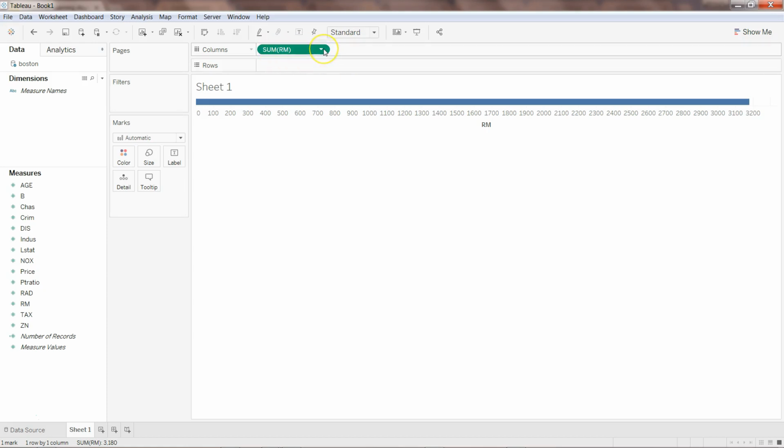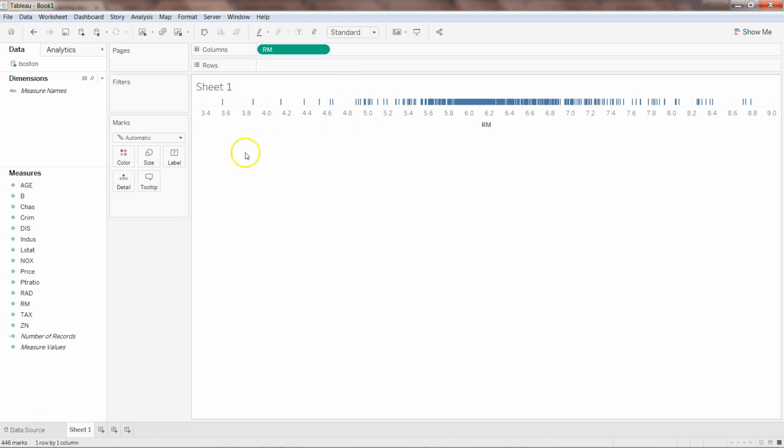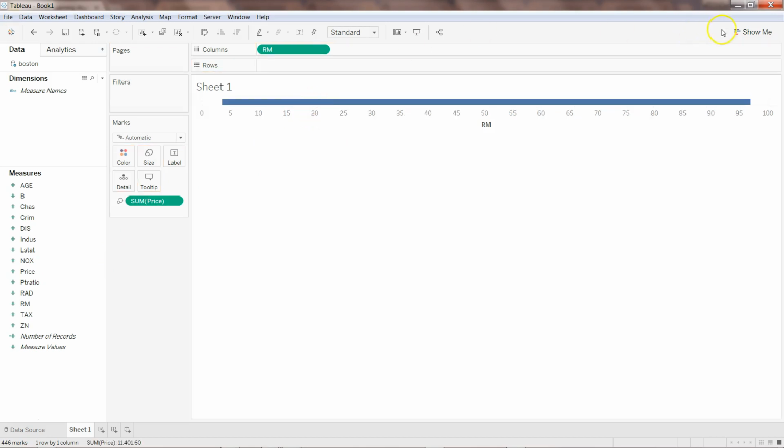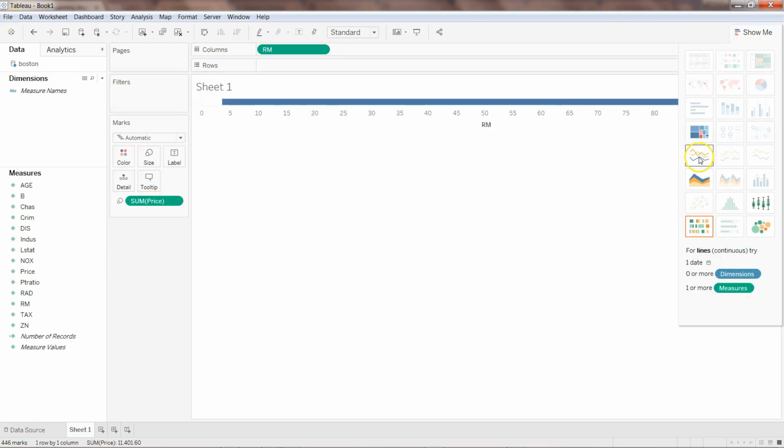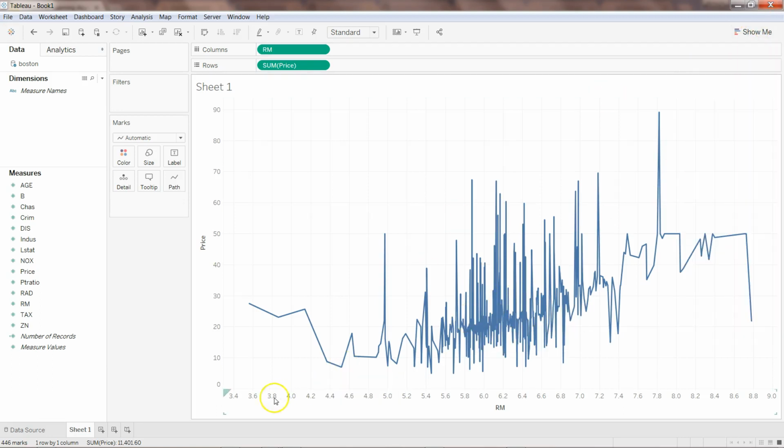We don't need the sum, but what we need is the dimension. And then what we have is the price. I will put the price here, and change the visualization to linear. If you see, as the average number of rooms is increasing, the prices are fluctuating and giving us an indication that it is increasing linearly.